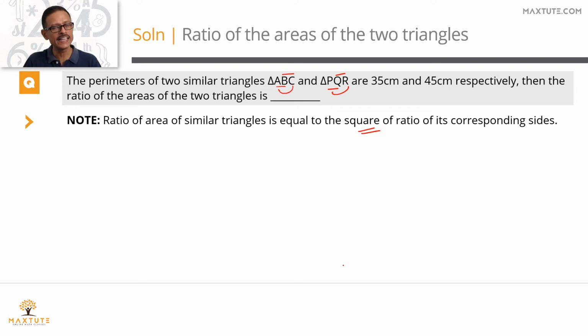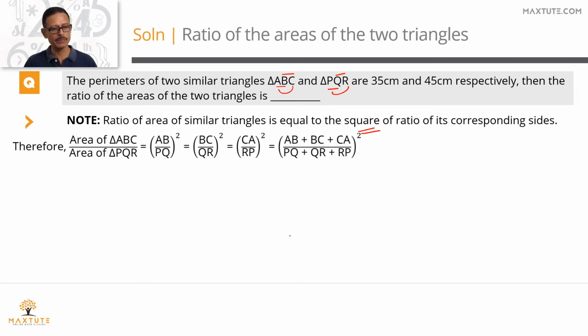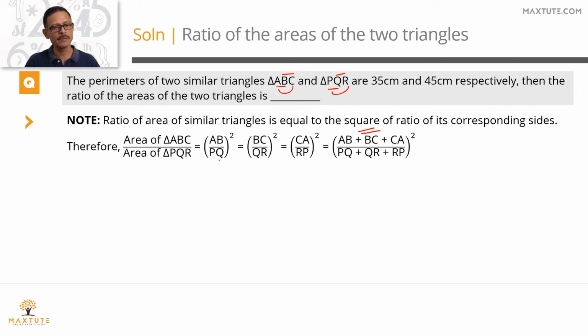So the ratio of the areas of these two triangles, ABC and PQR, could be any of these things: AB by PQ whole square, BC by QR whole square, CA by RP whole square. Now look at it. For example, let's say AB by PQ, the ratio is 3:1. Let's just take it that way. So if PQ is equal to x, AB is going to be equal to 3x. If QR is y, BC will be 3y. If RP is z, then CA is going to be equal to 3z.